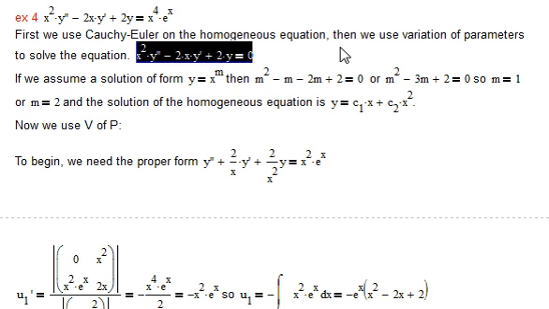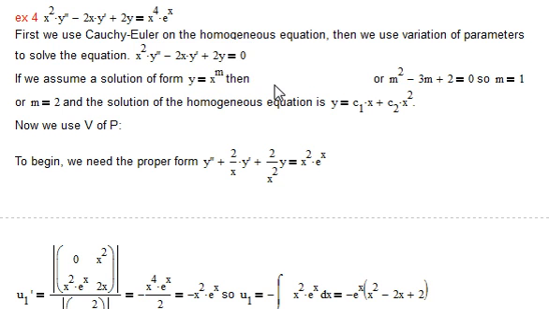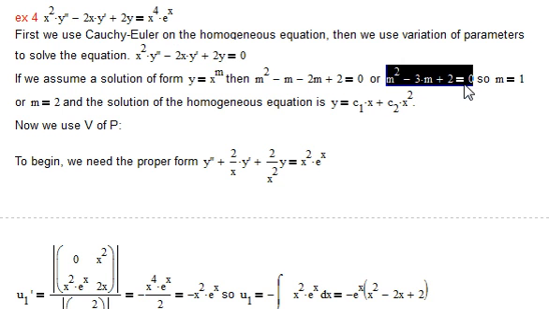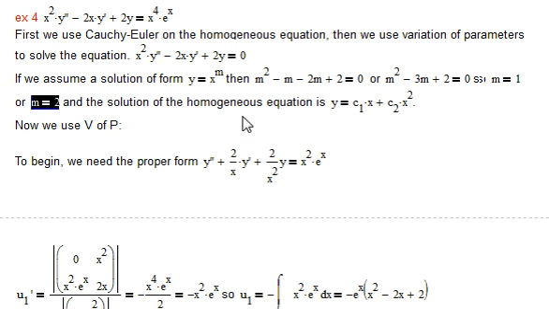And if we apply our Cauchy-Euler method, assume a solution of the form y equals x to the m, then m squared minus m from this term, minus 2m from this term, plus 2 is equal to 0, so m squared minus 3m plus 2 equals 0, m equals 1, or m equals 2. And the solution of the homogeneous equation is c1x plus c2x squared.